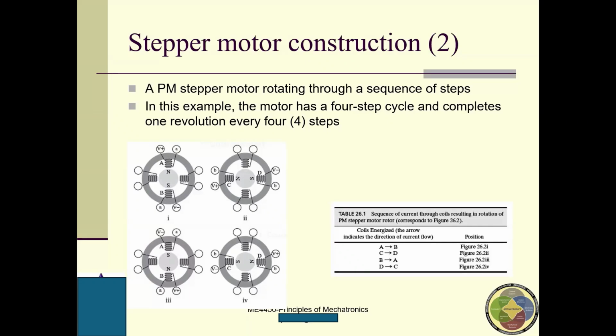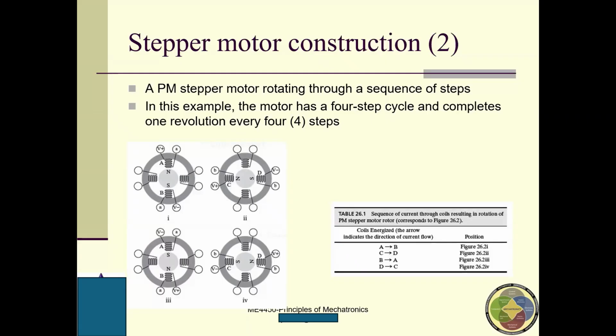Yes? How can these stay in that position? Because of the interaction between the permanent magnetic field and the newly obtained magnetic field. They attract each other and then hold this position. As a result, this is the orientation of the output shaft.